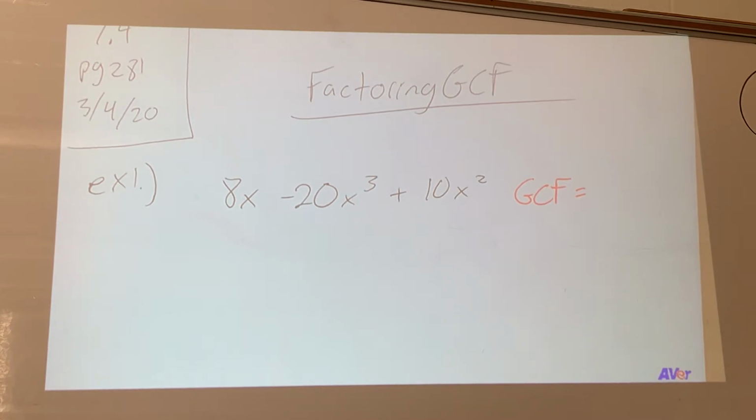squared y? We multiplied, right? Yes. So if we're doing this backwards, what should we do? Divide. So that's what we're going to do. We're going to figure out what the GCF is, and then we're going to divide it out. So we're going to do this one thing at a time.